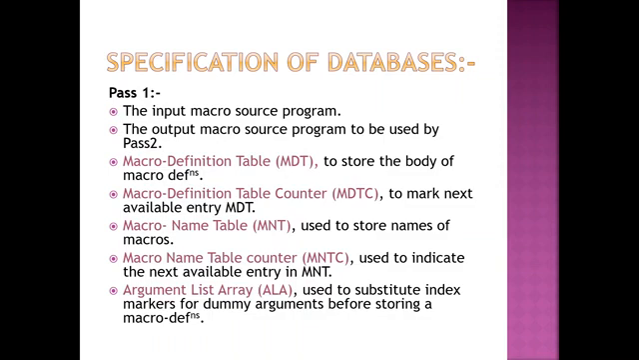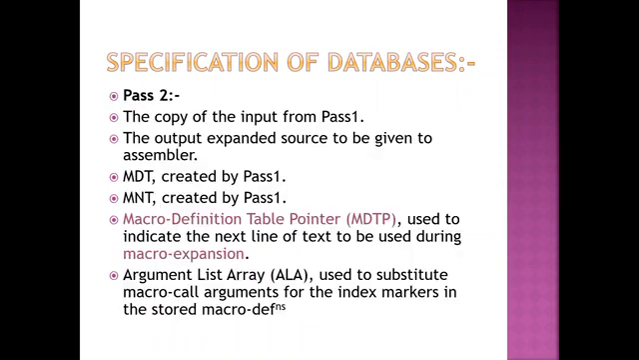So what are the tables you should remember? Macro name table counter. Macro definition table counter. And you should know what an argument list array is. ALA, argument list array. As it says, it is a form of an array. Let us see them one by one.